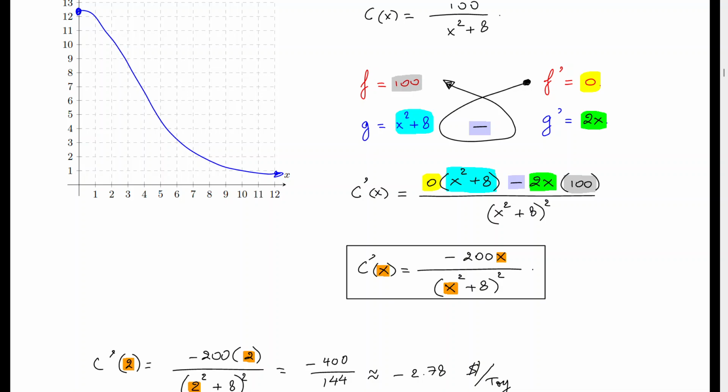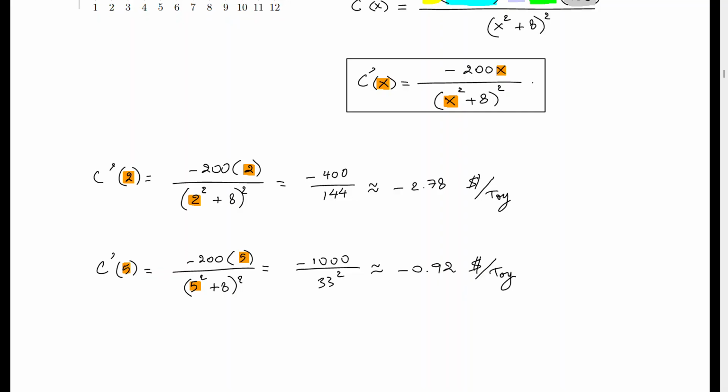And what is exactly c prime of 2 and c prime of 5? What do these numbers themselves mean? And by the way, these are the answers that we were looking for. So what does it mean to say that c prime of 2 is equal to negative 2.78 approximately? Basically, it tells us that if 2 toys are produced, the cost per toy is decreasing by $2.78 roughly per toy. And what about c prime of 5? Well, c prime of 5 basically tells us that if 5 toys are produced, the cost per toy is decreasing by about 92 cents per toy.